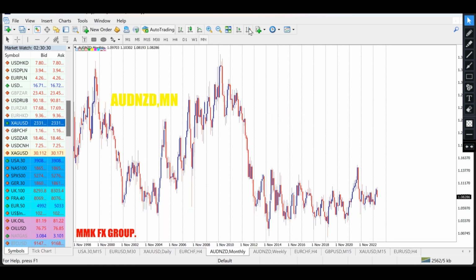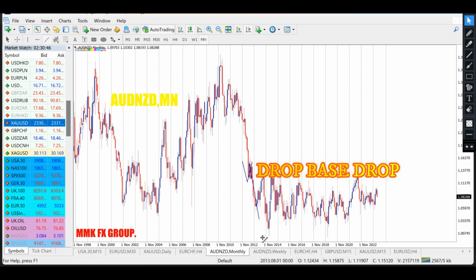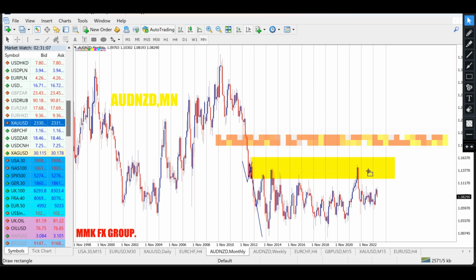Right here we've got the monthly time frame on the AUD, and what we can identify is currently, as the market has been pushing down, we've got a base drop right here. It can be hidden, but you can see it in lower time frames. So this is where the market has been playing around. We had price giving us a very good pattern at the supply zone and moving away. We can see how price is reacting, and currently this is what is moving price.